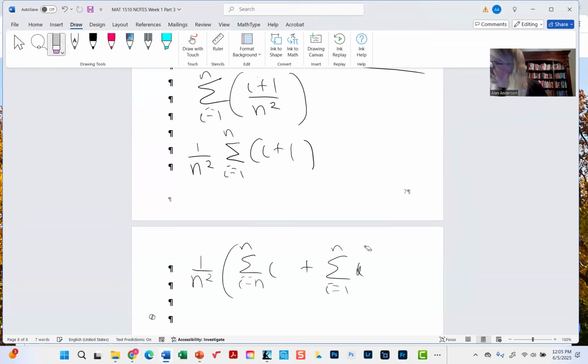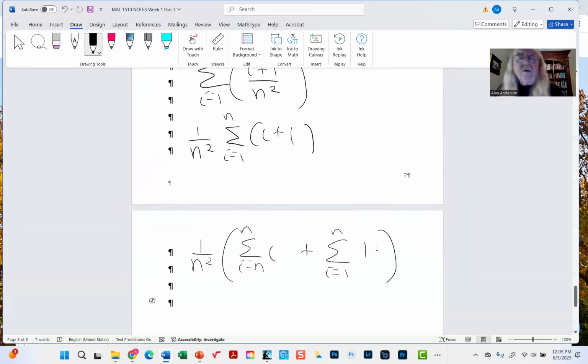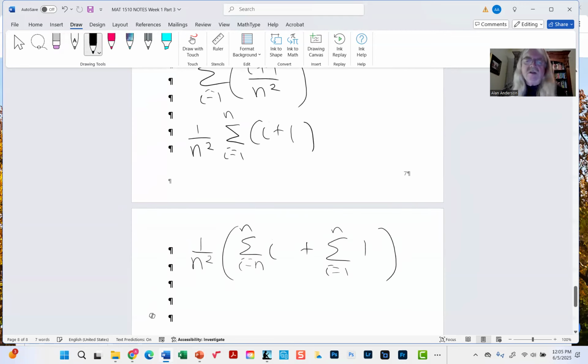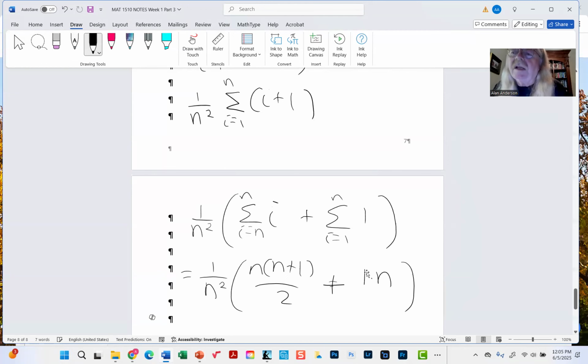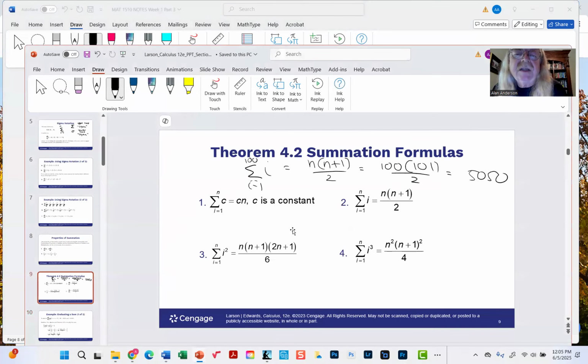Oops, that's 1. So 1 over n squared is just 1 over n squared, whatever that happens to be. This term we've already seen as n plus 1 over 2. Now this is a constant. Instead of Cn, it's 1n because that's the C from this expression.